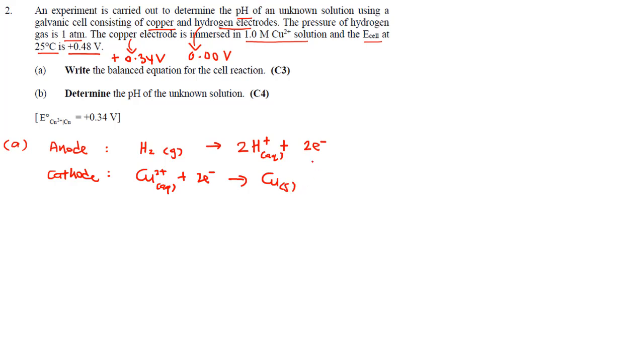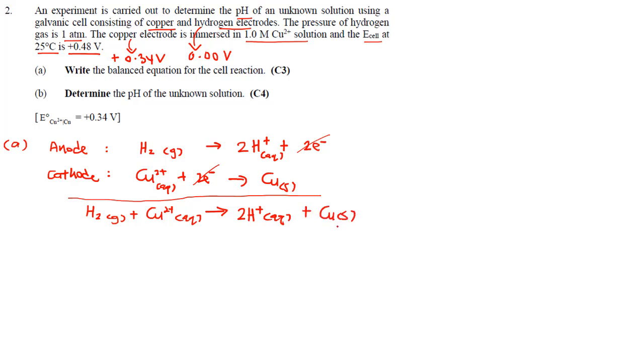Alright, since for the anode and the cathode, both involve 2 electrons, we don't need to do anything, no need to multiply anything, so we just add up and get our overall equation. Okay, so this is the overall equation that you should get.